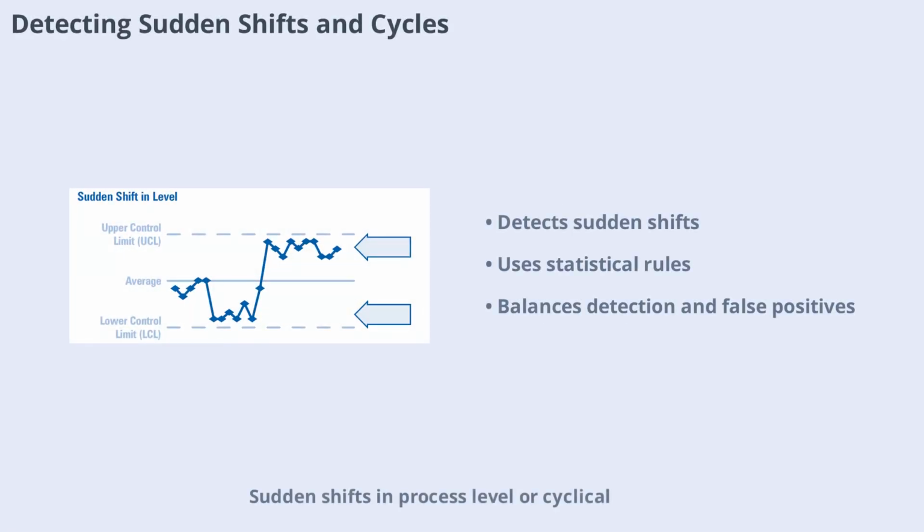Sudden shifts in process level or cyclical patterns can indicate significant changes or time-dependent effects. Statistical rules such as the Western Electric or Nelson rules help detect these non-random conditions. Applying the right set of rules ensures consistent detection thresholds and supports timely review of potential events.